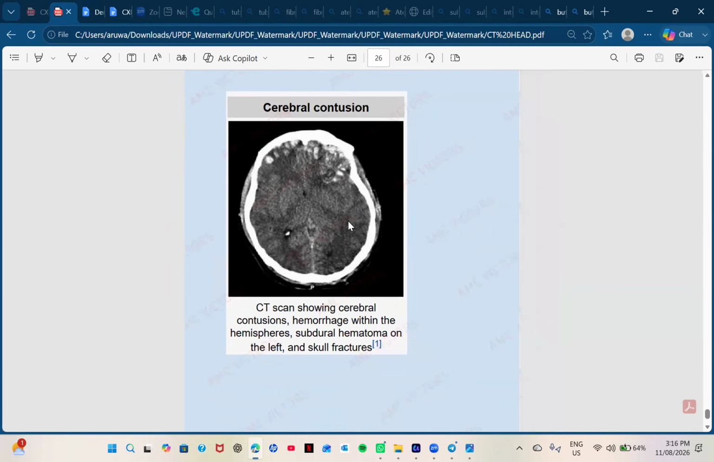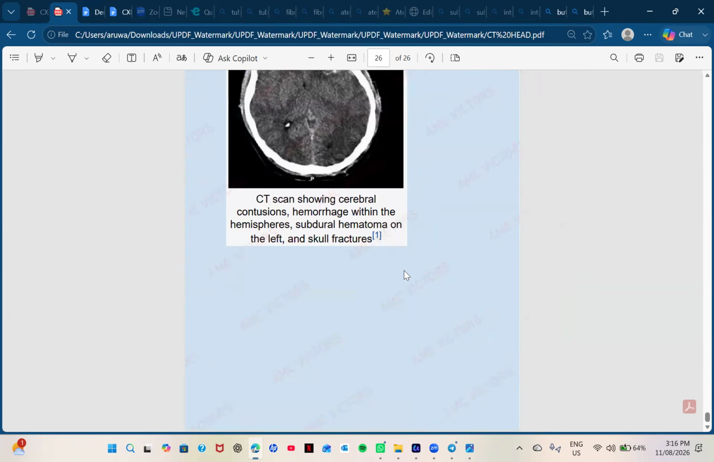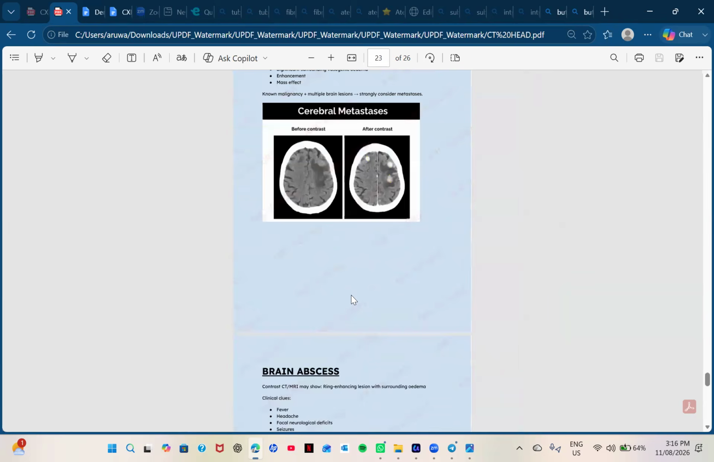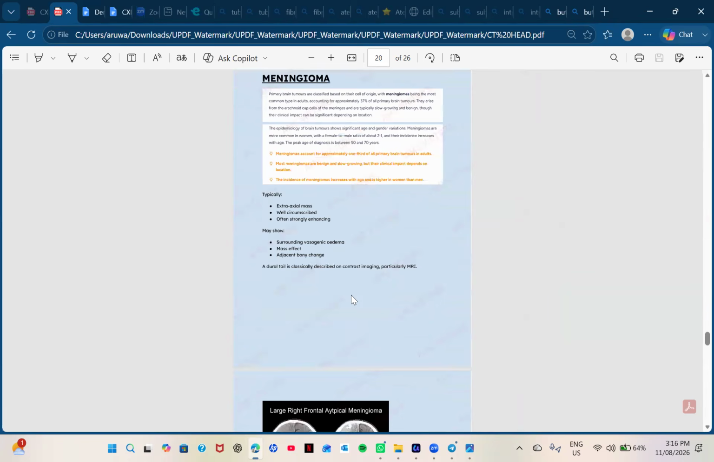This is the only picture I could find that is kind of better than the given one. This is from Wikipedia. Yeah, Wikipedia. Here you can see the fracture as well. That's all, doctors.